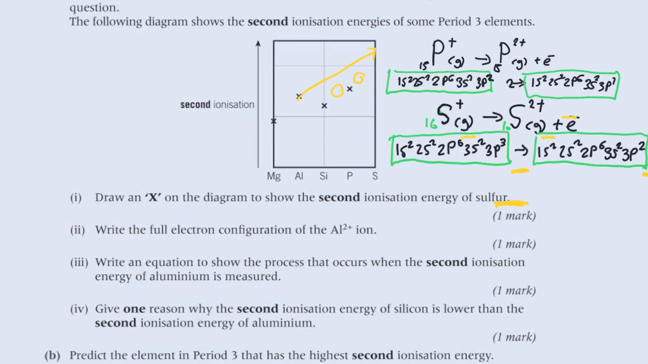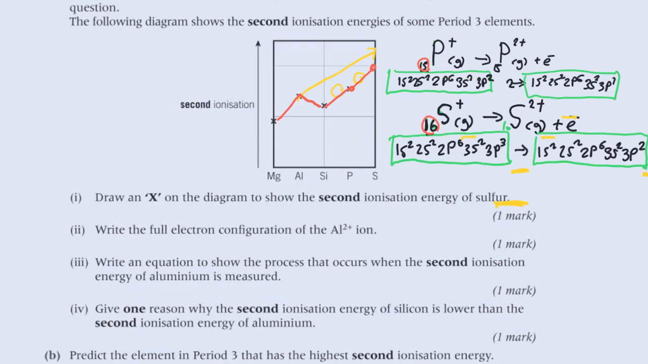Phosphorus has 15 protons in its nucleus holding onto these electrons, but sulfur has 16 protons. Therefore, in this case, sulfur has a greater nuclear charge. So if we look at this trend again, there's silicon, there's phosphorus, and sulfur is going to have an even higher ionisation energy because the nuclear charge of the S+ ion is greater than the P+ ion.